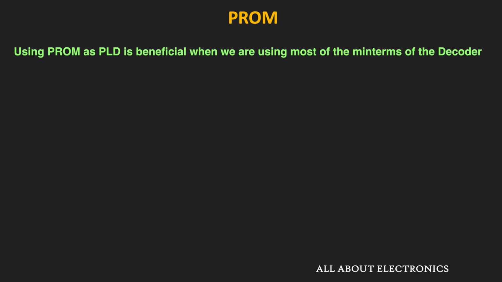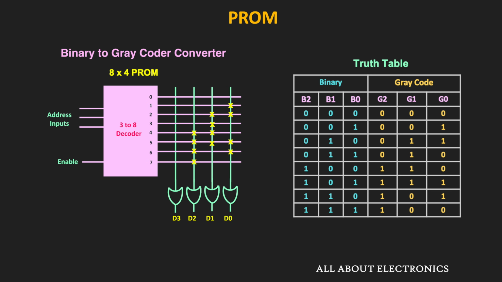Now, using this ROM as a programmable logic device is beneficial whenever we are using most of the minterms of the decoder. For example, in the case of a code converter, during the design we are using most of the minterms, or sometimes all the minterms. But apart from these specific cases, when we are implementing other logic circuits, we are not using all the minterms, and the remaining minterms remain unutilized.